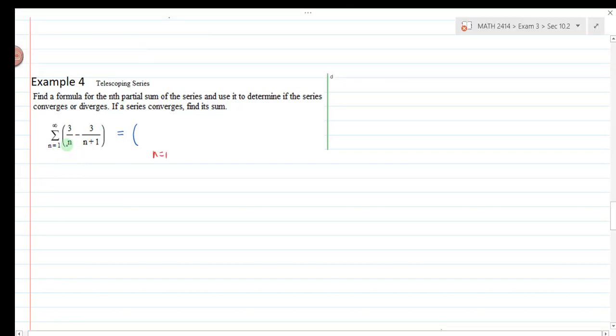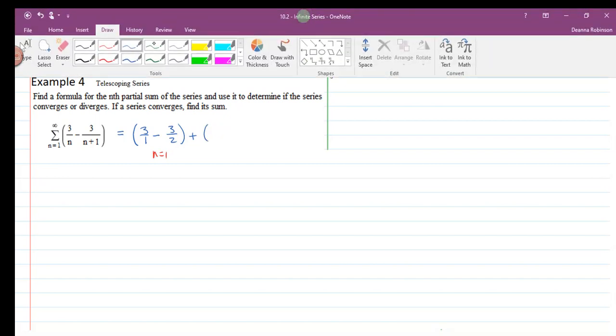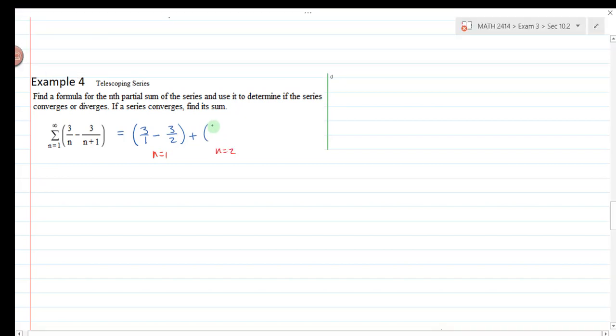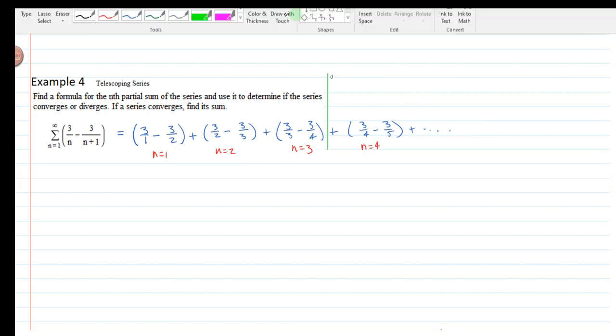And so we plug in a 1 in place of n, and that's going to give us 3 over 1 minus 3 over 2 plus, and then when n is equal to 2, we're going to get 3 over 2 minus 3 over 3 plus, when n is equal to 3, that's going to give us 3 over 3 minus 3 over 4. When n is equal to 4, that's going to give us 3 over 4 minus 3 over 5 plus, so forth and so on. It's going off to infinity.